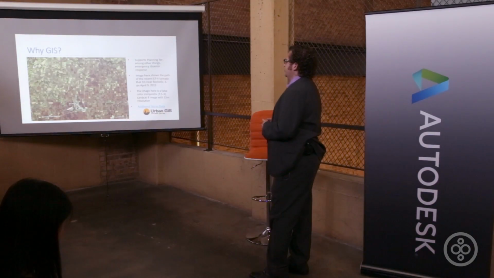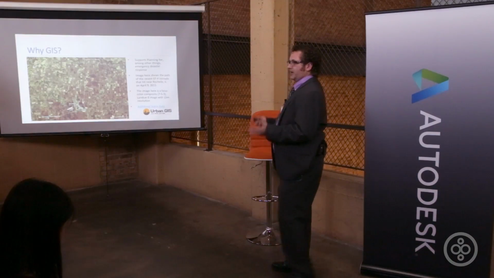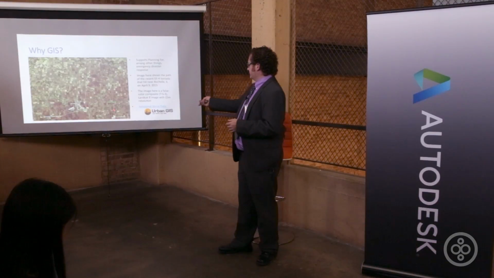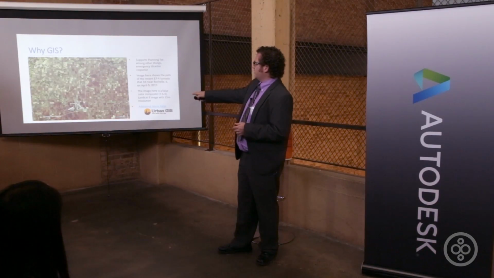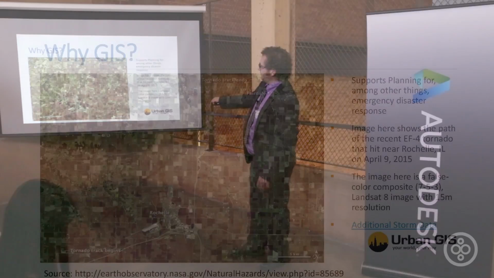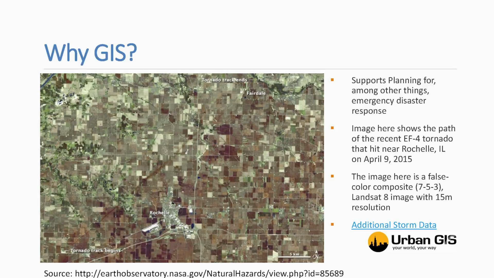GIS allows us to make plans, not only to understand the world around us, but then to use that information to change how we interact with it. This image is satellite imagery captured by a Landsat satellite. I don't know if you remember the tornado that hit in April. I actually live right here. It was an EF4 tornado, and you can see from the satellite imagery the track that the tornado took.